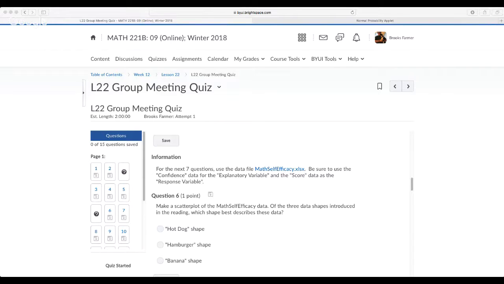What shape are you looking at? Like a hot dog? That's what I'm thinking. Yeah, I'm thinking hot dog too. What about you guys? Yeah. All right.